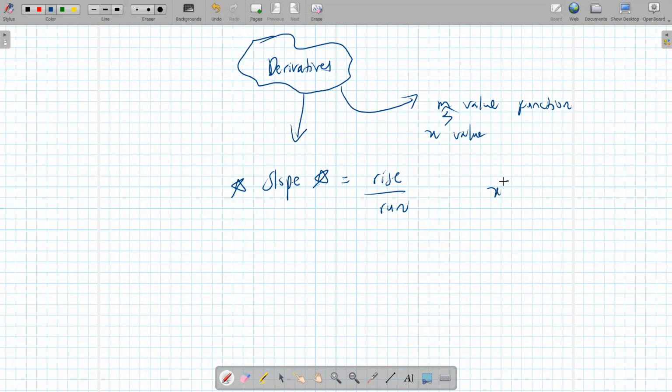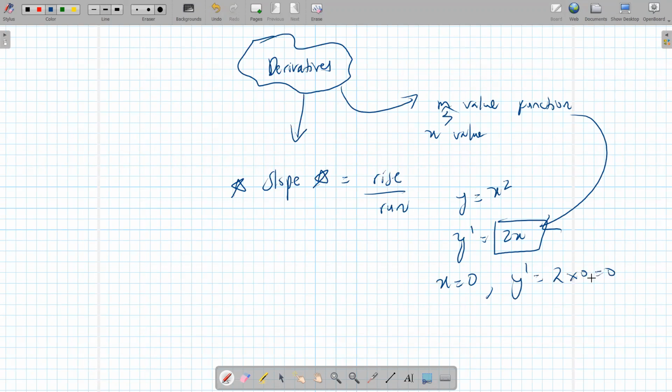For example, x squared, let's say this is y. Y prime would be 2x, right? You see this is the function, the derivative function. And then you can plug in, what's the slope when the x value is 0 or something? Well, the slope y prime is just going to be 2 times 0. It says 0. So that's the whole idea behind it. It's going to give you the m value function.